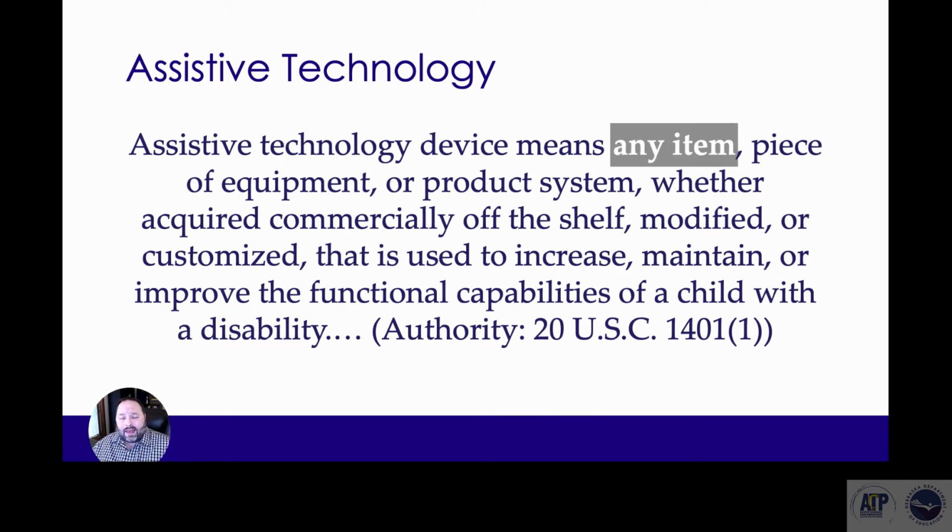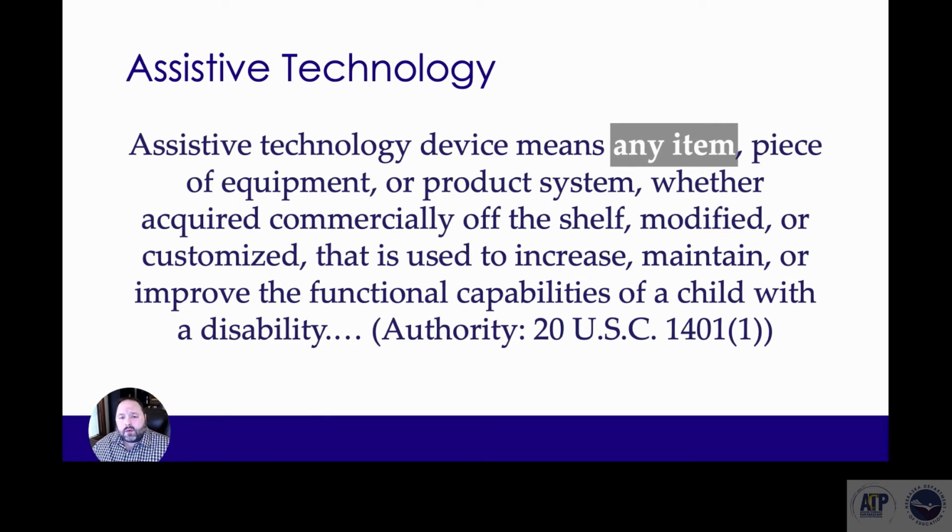It could be anything. We can look at eyeglasses, but I can also look at a pencil holder, or I could look at a wheelchair, or I could look at a communication device, or I could even look at a tennis ball. How can a tennis ball be assistive technology? Well, I can take that tennis ball, poke a pen or a pencil through it, and change the way the individual grips that pen or pencil. That can be assistive technology for an individual. So it can be literally anything.